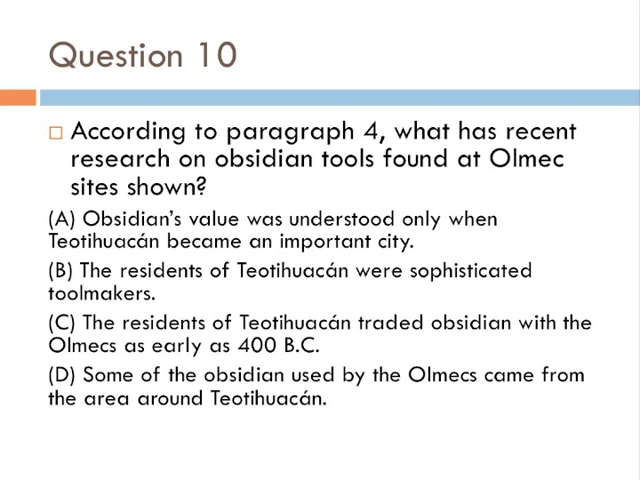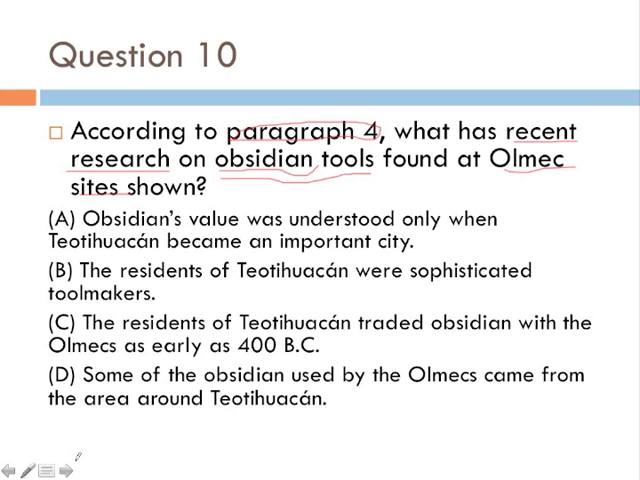So in question number 10, let's look through the question. According to paragraph 4, what has recent research on obsidian tools found at Olmec sites shown? So again, notice in the prompt, we're immediately directed to the correct paragraph, which in this case is paragraph 4. But then they also indicate that we should look for something even more specific. The key words here, as we recognize, is focusing on recent research. So that's probably a good place to start. And then we notice, since the topic itself is discussing the rise of this civilization, often based on these types of obsidian tools, we need to be able to find what does it say about the tools found at these particular sites.